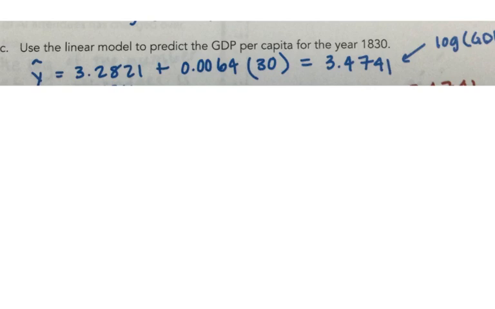So how can I find the actual number we're predicting? What does the log give the answer to? What is a normal log question I ask? If I told you log of some number equaled 3.4741, this is the exponent. So how could I find the number, the thing I'm looking for?